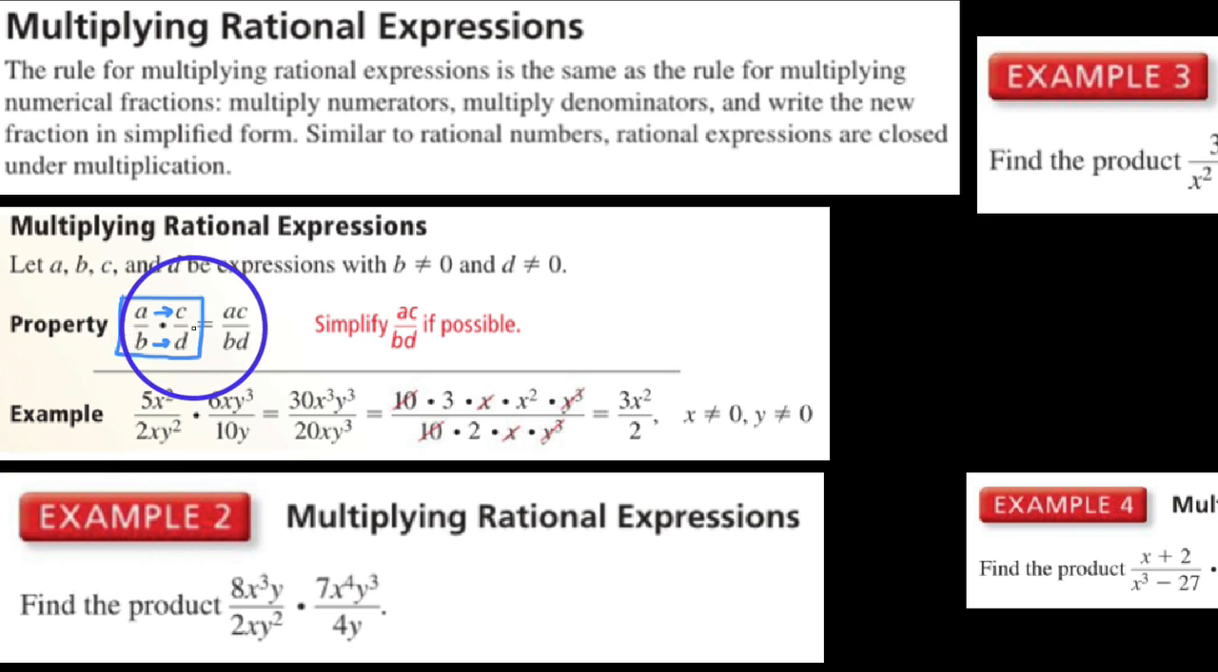We're going to treat this very much the same way when we deal with algebraic expressions, such as 5x squared over 2xy squared times 6xy cubed over 10y. We could multiply these straight across, and what you'll see is pretty simple here. We're using our rules of exponents. For instance, here we get 5 times 6 is 30. X squared times x to the first is x to the third, and no y's times y to the third is y to the third. On the bottom we get 2 times 10 is 20. X to the first times no x's is x to the first, and y squared times y to the first is y to the third.